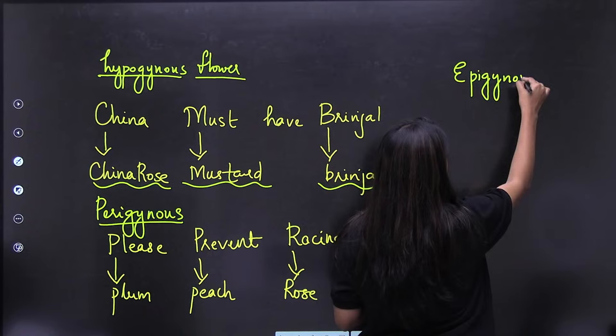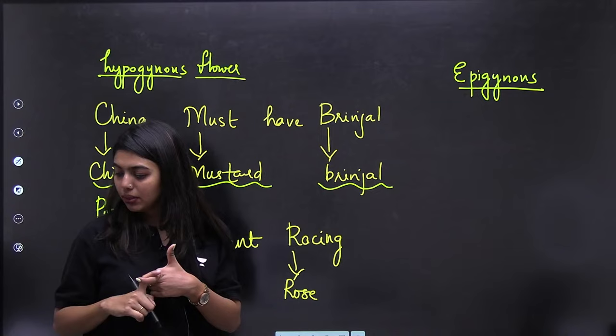Now the last one is your epigynous. There's nothing much to remember. It's basically your cucumber and your sunflower. Cucumber and sunflower.